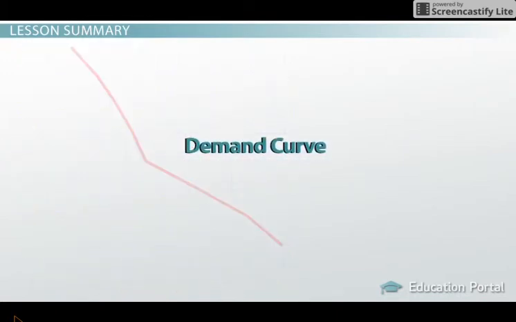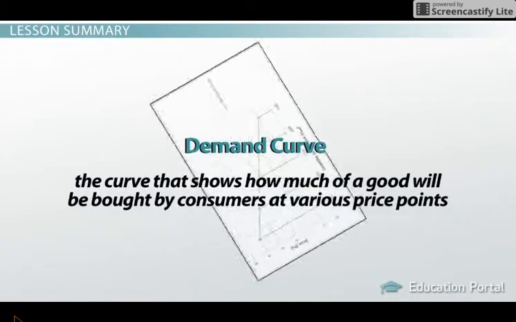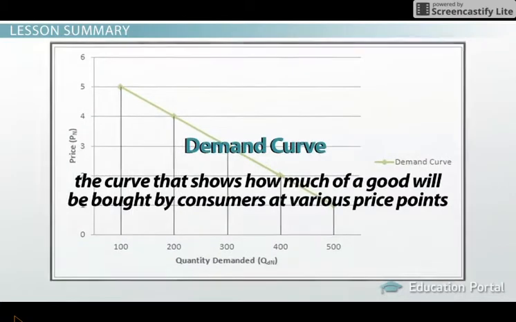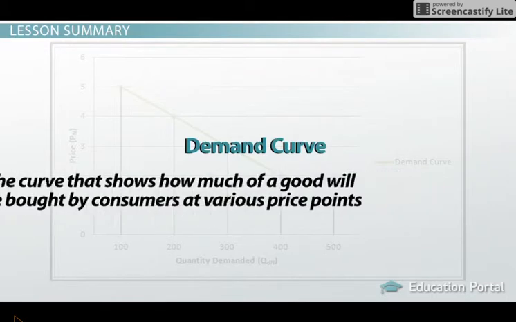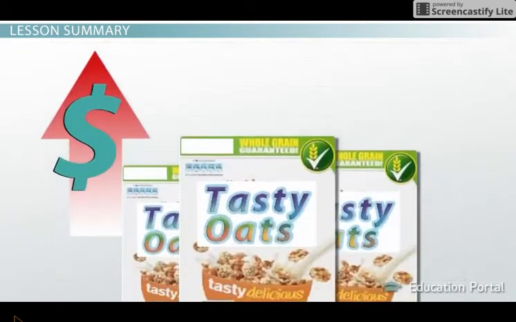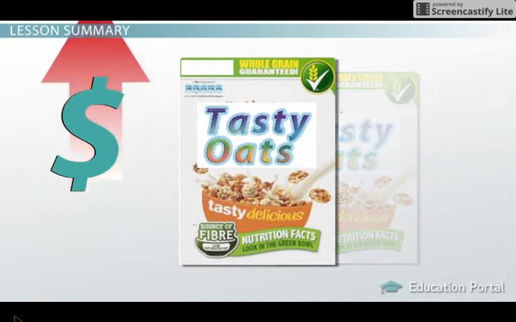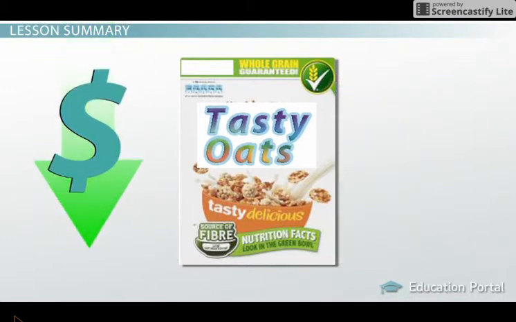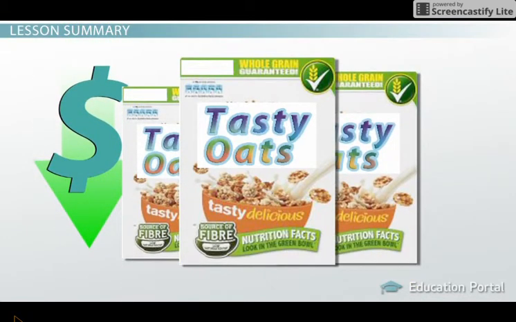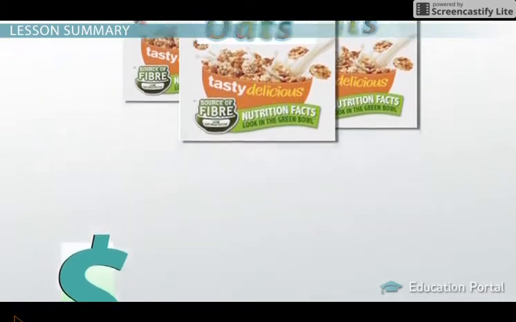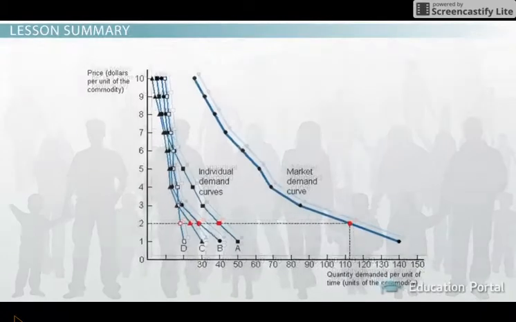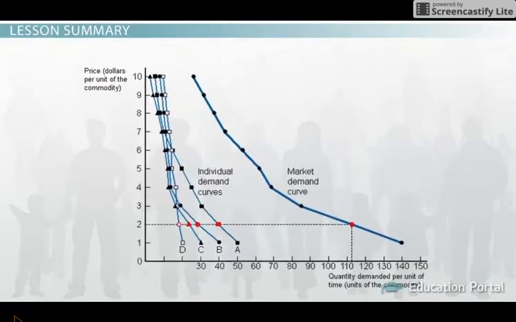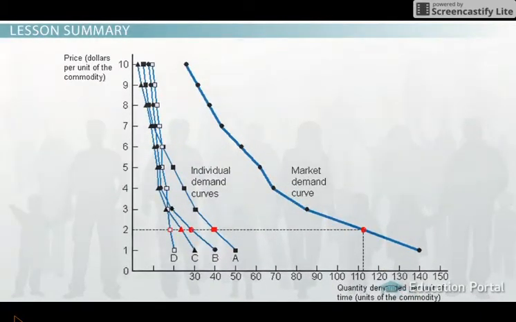In summary, in microeconomics, the demand curve is a curve that shows how much of a good will be bought by specific individuals at various price points. The curve is downward sloping, which means that in general, as prices rise, individuals will demand less of a product. When the price decreases, they will increase the quantity demanded for a product. A market demand curve, which is often studied in macroeconomics, is simply the summation of all the individual demand curves added together.